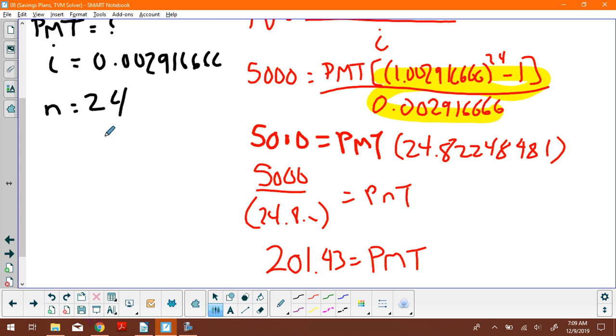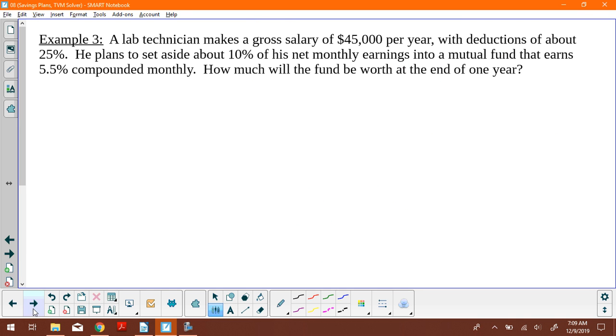Okay. Our final example. A lab technician makes a gross salary of $45,000 per year with deductions of about 25%. He plans to set aside about 10% of his net monthly earnings into a mutual fund that earns 5.5% compounded monthly. How much will the fund be worth at the end of 1 year?